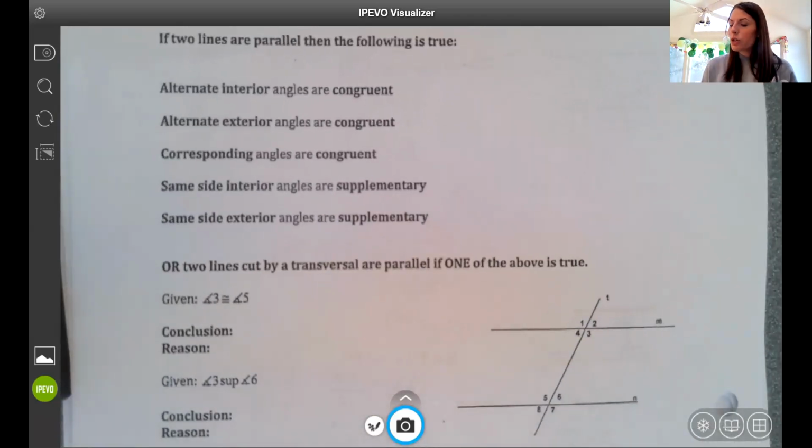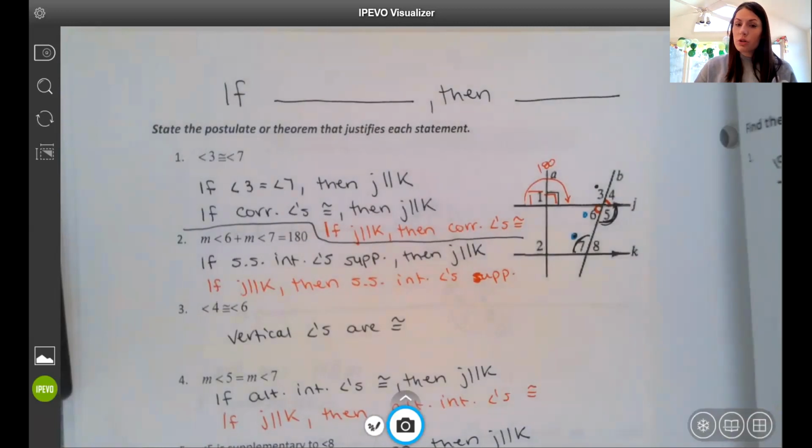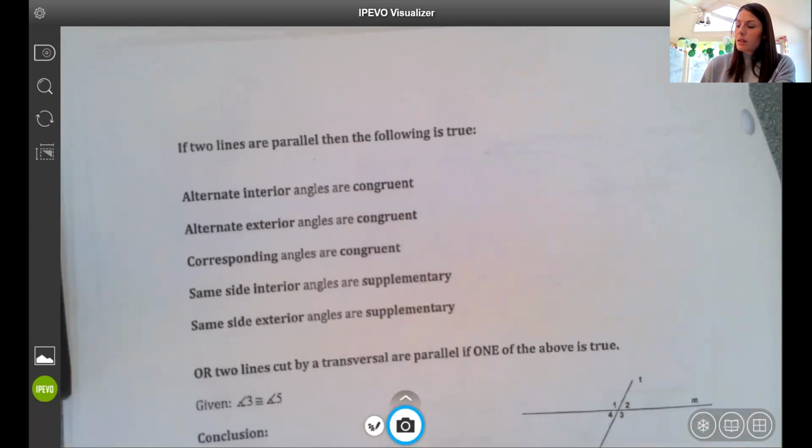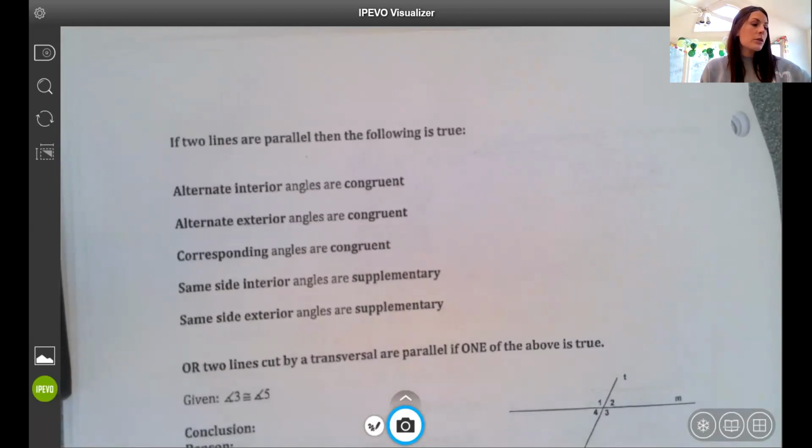So if you could find your notes and find in notes number 2, so here's the page before, find this last page of notes. And we're just going to go through. I wanted to make sure we did one of these proofs together before I let you go, because it's on your homework that'll be due.